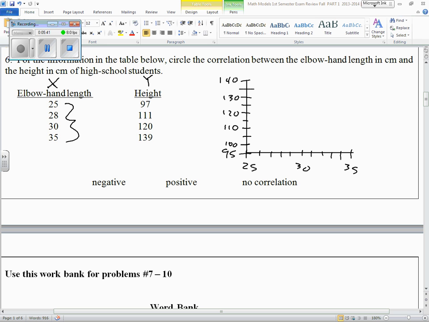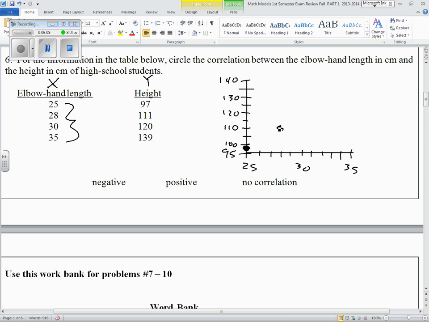So space them out evenly so that you can get as accurate a graph as you can. 25, 97. So we got our first point right here, 25, 97. Second point would be 28, 111. So 25, 26, 27, 28, 111. Be about right there.